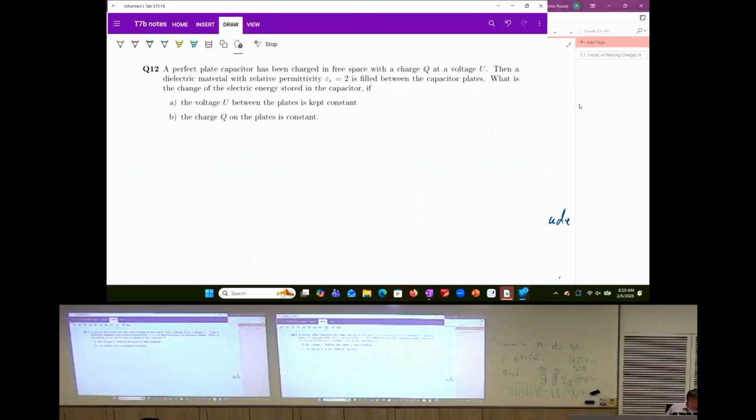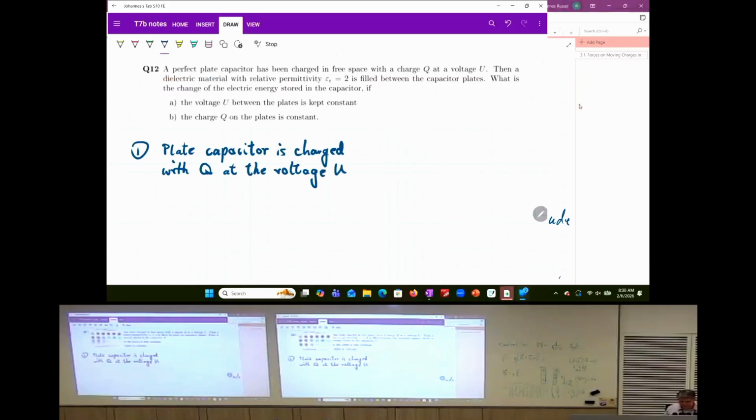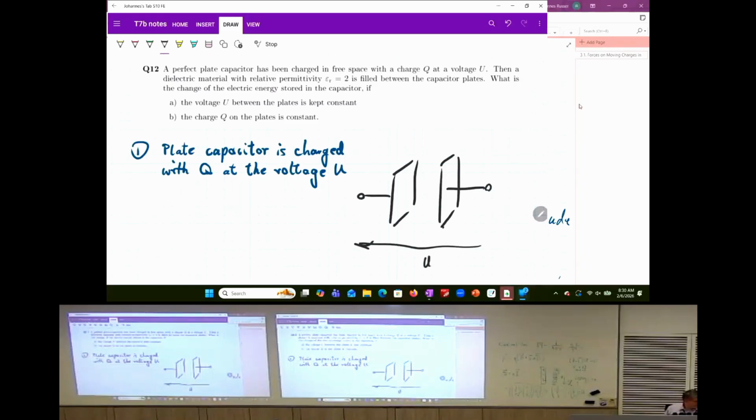Let's look at that. So we have a plate capacitor which is charged with Q at the voltage U. That is a first step. So how does this parallel plate capacitor look like? You have one plate here, one plate here. These are your two electrodes and they're connected somehow so that I can apply a voltage here. And in consequence of applying this voltage, you will add some charges here on the electrodes. This will be the charge, and on the opposite, you will have the other type of charge, minus here.